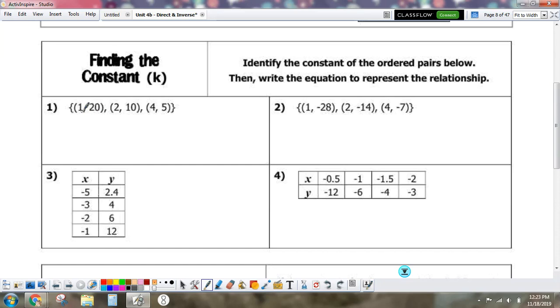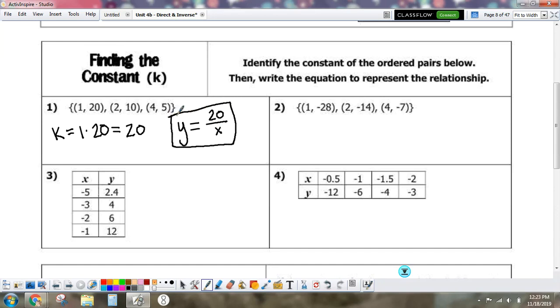So we're going to do 1 times 20. Okay, and 1 times 20 I know is 20. And I can check 2 times 10 is 20, 4 times 5 is also 20. So my constant here is 20. I'm going to go ahead and put that into my equation of y equals k divided by x. So y equals 20 divided by x is my inverse variation equation for these points.